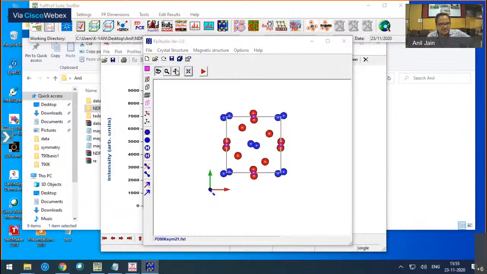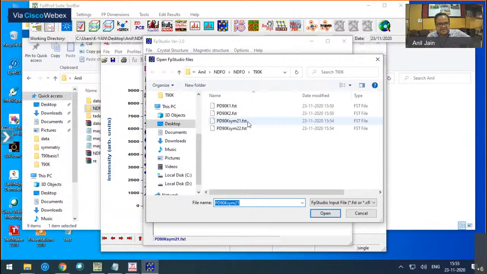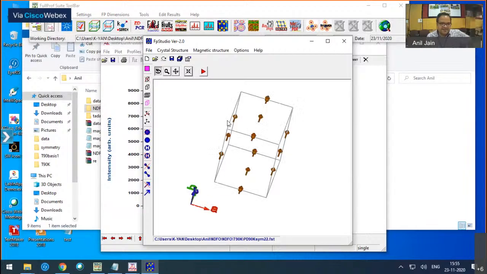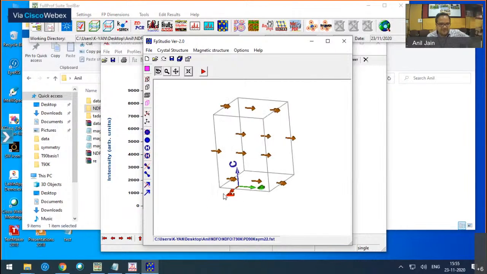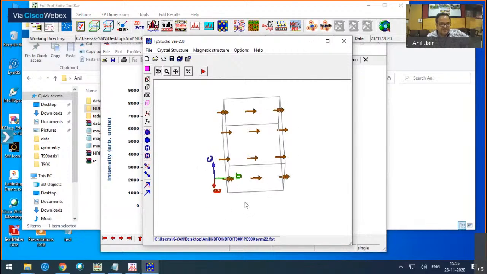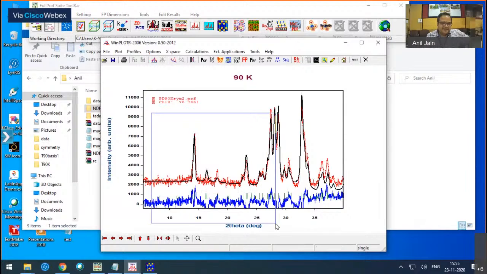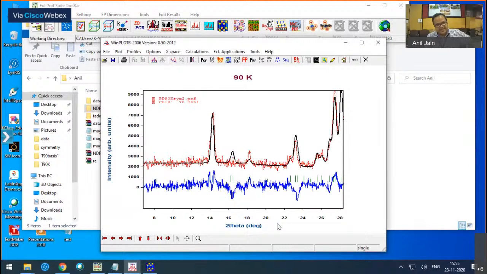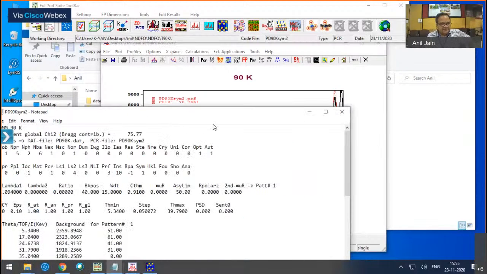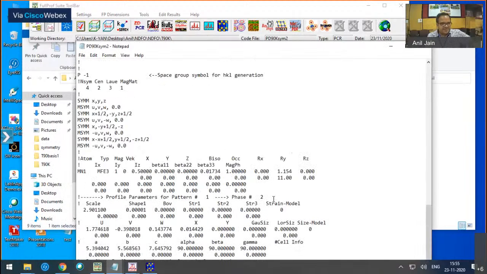Open. So it creates these two Full Prof Studio files. The first one is generally for the structural, and the second one is for the magnetic phase. So this is the other file. So this is how you can see how these magnetic moments are arranged and whether this observed intensity gives a satisfactory diffraction pattern as what you have observed in the experiment. So I have done it for this second representation.